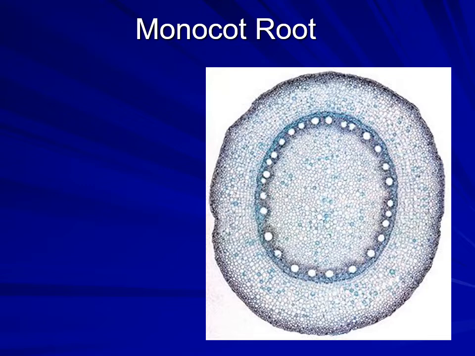Other than that, the terms are the same, the locations are the same. So you have epidermis, you've got your cortex, you've got your endodermis, you've got your pericycle, you have xylem, and you have phloem, and a cambium.